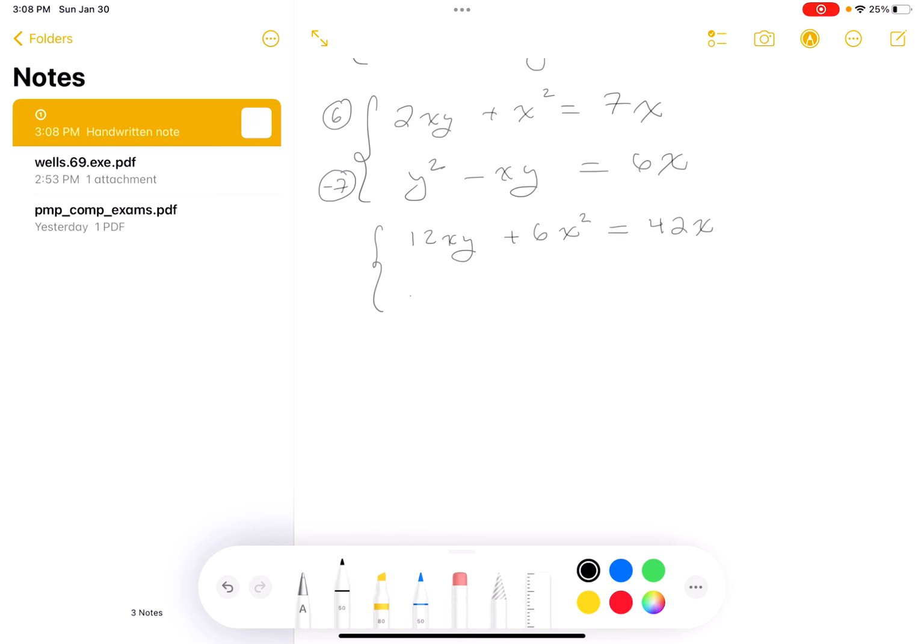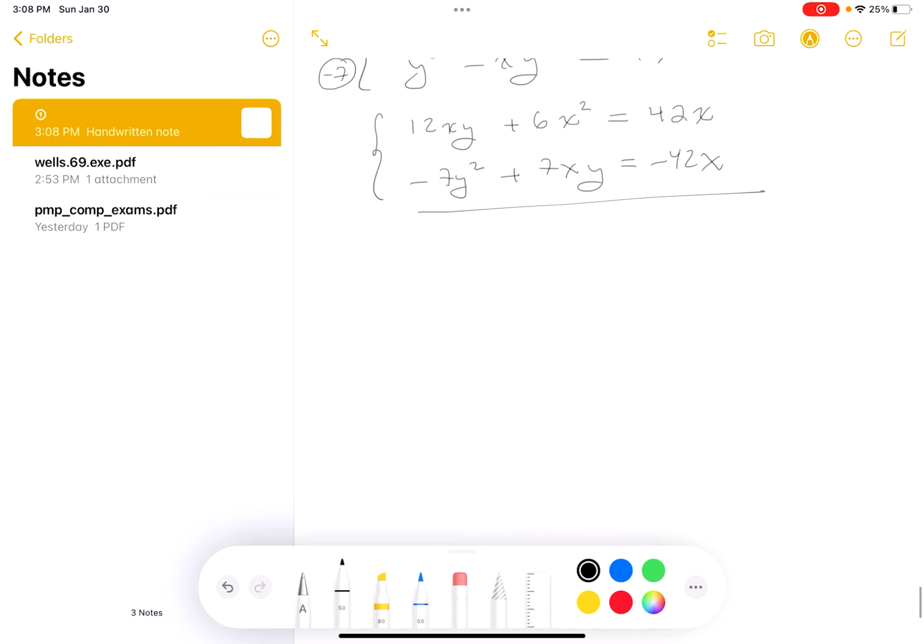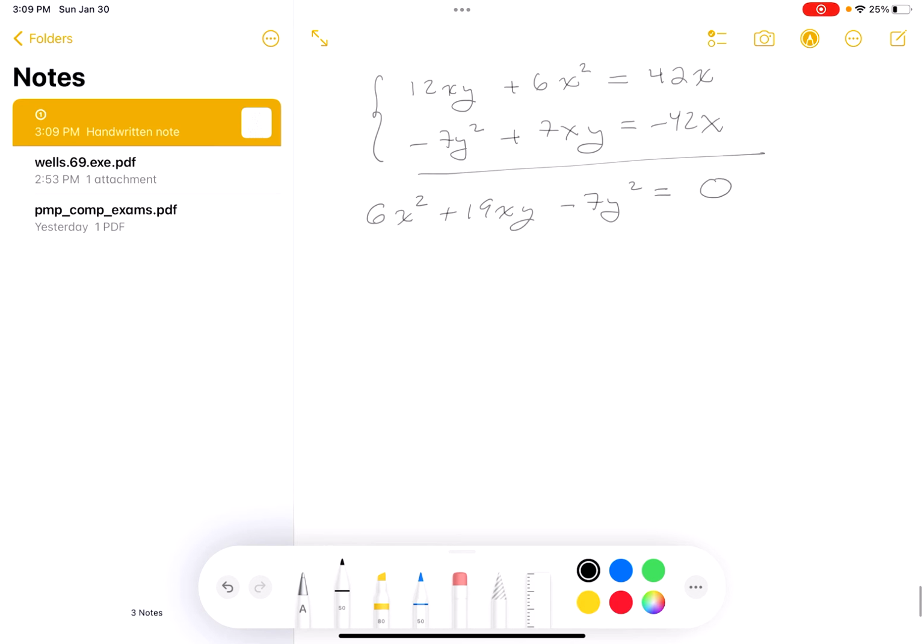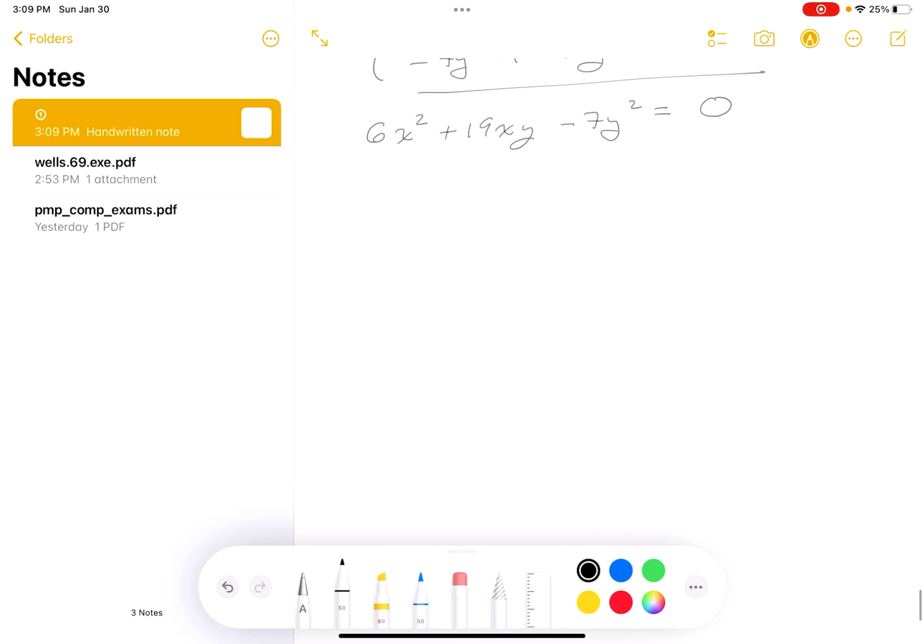All right, let's keep going. You get minus 7y squared plus 7xy equals minus 42x. I'm going to add this stuff together, and I'm hoping for something nice. If it's not nice, I've got to back up. 6x squared plus 19xy minus 7y squared equals 0. And nice to me means does it factor using integer numbers?